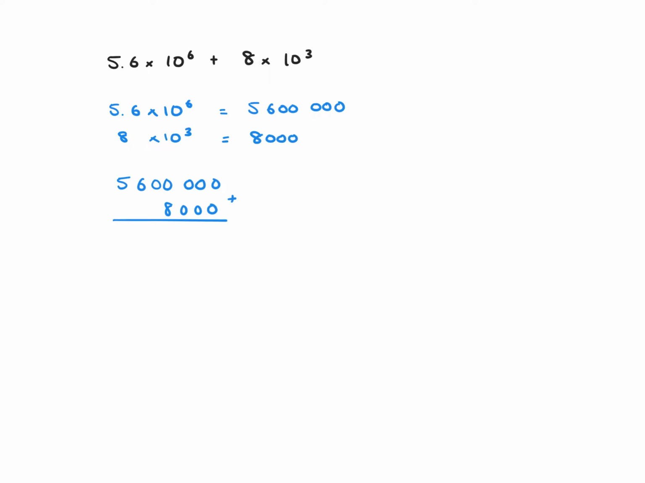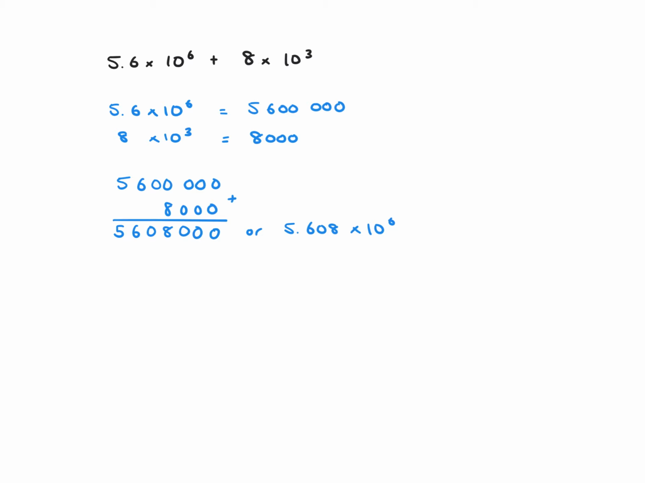Finally, we can use the column addition method to find their sum. 0 plus 0 is 0. We have a 0 here and a 0 here. 0 plus 8 is 8. 0 plus 0 is 0. 6 plus 0 is 6. And then we have a 5 in the furthest left column. And so 5.6 times 10 to the power of 6 plus 8 times 10 cubed is the same as 5,608,000, which can be written in standard form as 5.608 times 10 to the power of 6.